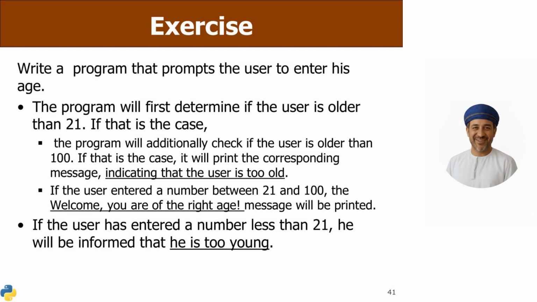Create a program to prompt the user for their age. If older than 21, check if they exceed 100. If so, print "You are too old." For ages between 21 and 100, display "Welcome, you are of the right age." If under 21, inform them they are too young.